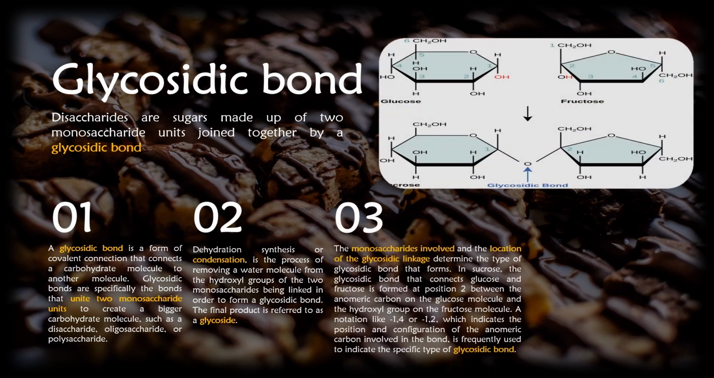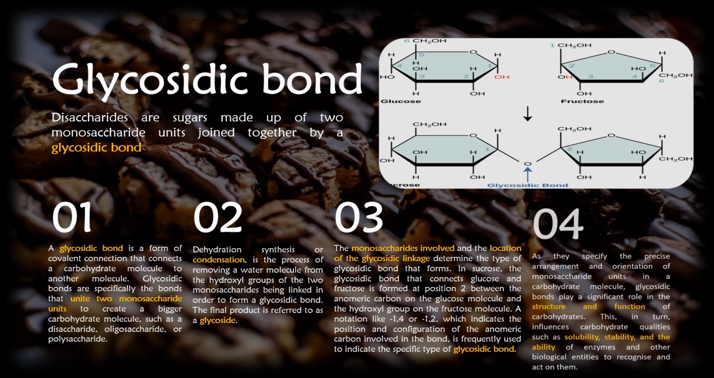The particular monosaccharides involved and the location of the glycosidic linkage determine the type of glycosidic bond that forms. In sucrose, for example, the glycosidic bond that connects glucose and fructose is formed at position 2 between the anomeric carbon on the glucose molecule and the hydroxyl group on the fructose molecule. A notation like α-1,4 or β-1,2, which indicates the position and configuration of the anomeric carbon involved in the bond, is frequently used to indicate the specific type of glycosidic bond.